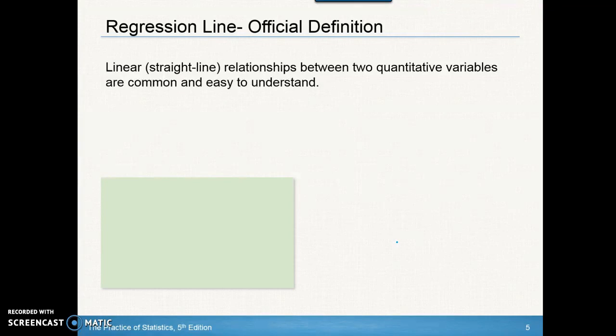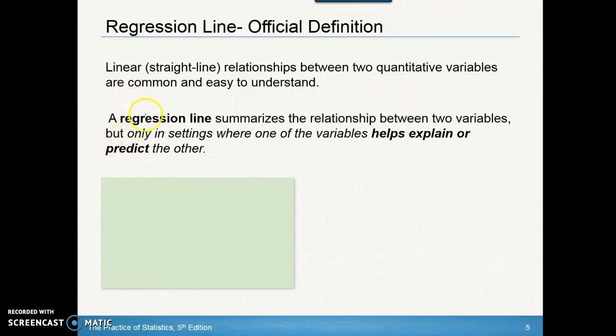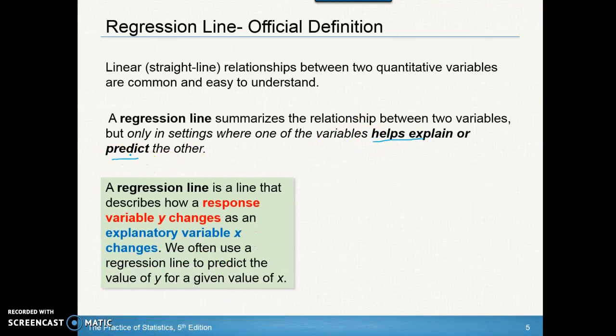So number one, it's linear. It's a straight line relationship between two quantitative variables, and it's pretty easy to understand. So a regression line summarizes the relationship between the two variables, but only in settings where one of the variables helps to explain or predict the other. So what we're doing here is we're taking the regression line and we're using our explanatory variable x to help predict the response variable y. So the y is always a predicted value. We don't know for sure because we haven't collected all the data points.